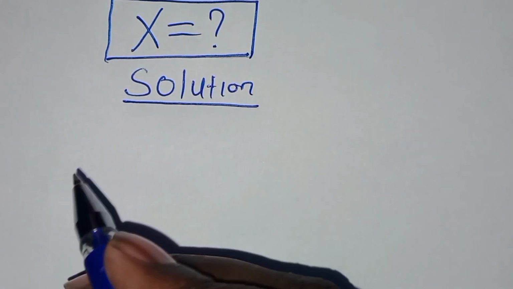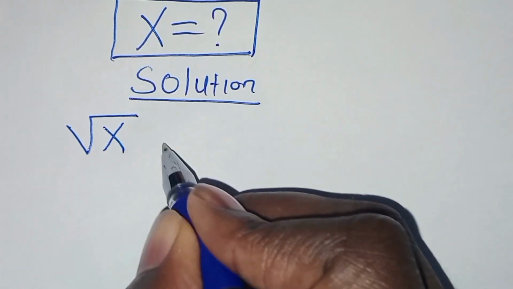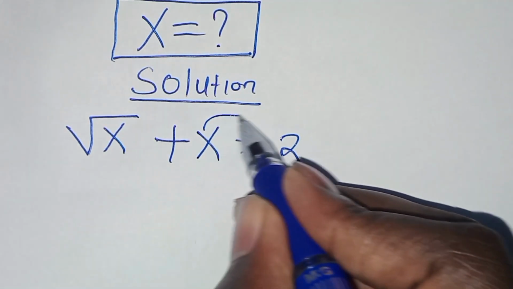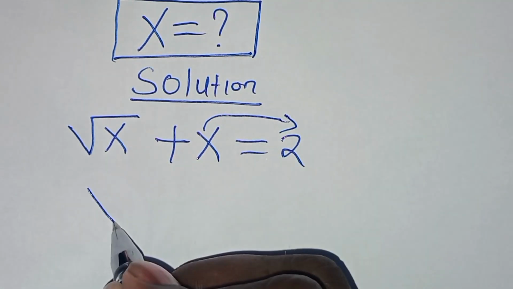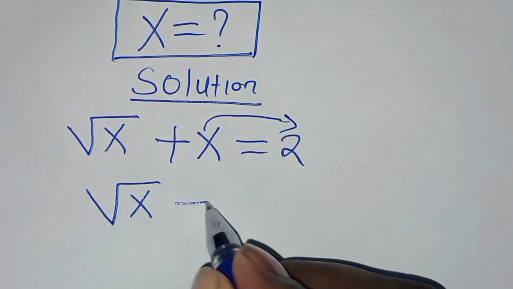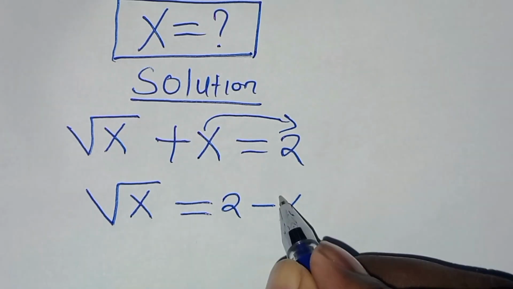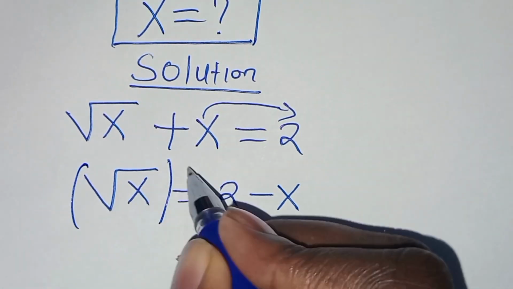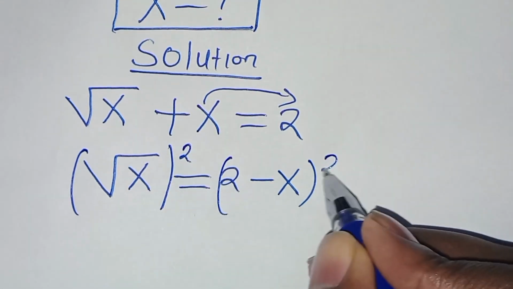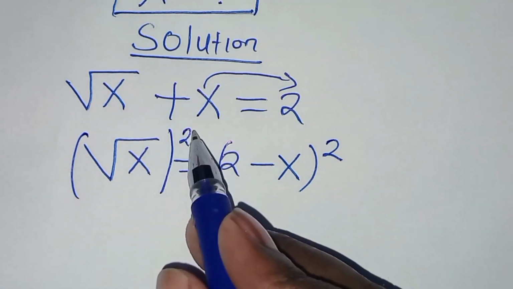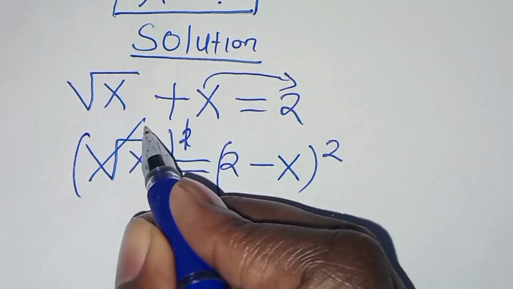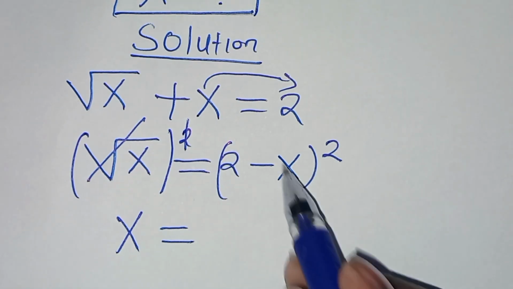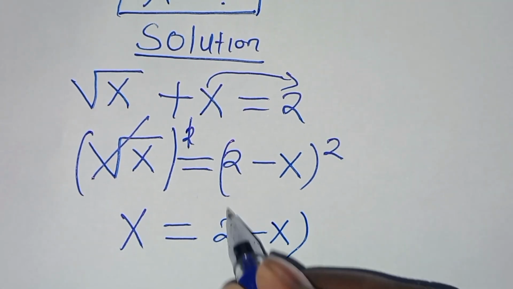Now we have the square root of x plus x, and this is equal to 2. The first step is to take x to the right hand side, so that we have the square root of x equal to 2 minus x. The next step, let's square both sides, so that the square root of x squared simplifies to x, which is equal to 2 minus x, all raised to power 2.